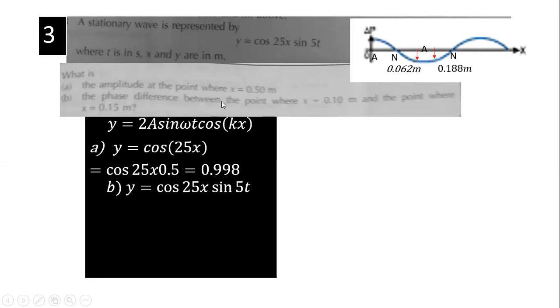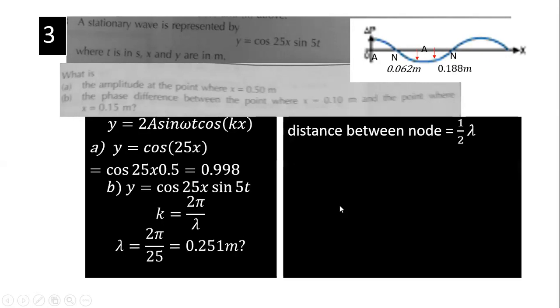And B, the phase difference between point 0.1 meter and point 0.5 meter. Okay, go back to the equation there. That's the equation. Right? Your k, that's your k. K comes from x, 2 pi over lambda. So for lambda you take the k down, k is 25. So you get 0.251 meter. Okay, I put a question mark because I think your book gives the wrong answer.